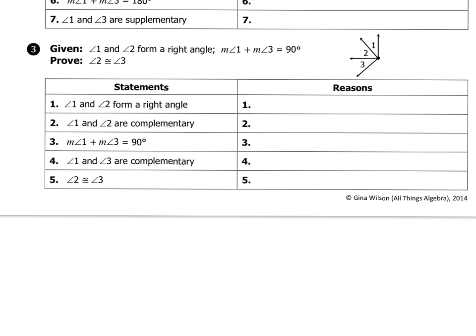Let's look at number 3. Number 3, first step is given. I haven't even read the problem yet. So let's go back and read the problem. Angle 1 and angle 2 form a right angle. So I have to mark it. And the measures of angle 1 and angle 3 add up to 90. Okay, so angle 1 is here. Angle 3 is here. So they add up to 90 degrees. And I have to prove that angle 2 and angle 3 are congruent. So I'm given 2 conditions.